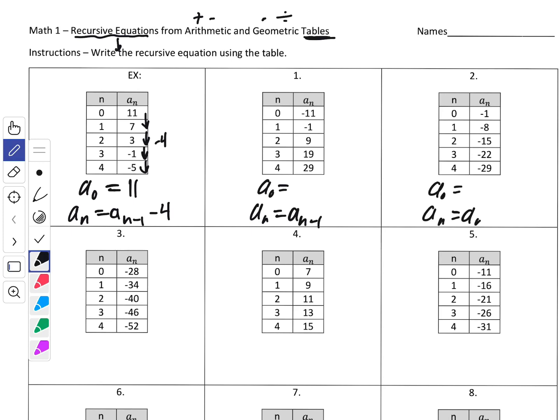Remember, this recursive equation represents connecting outputs, how we connect from one output to the next output. Okay, that's all it's about. So this a sub 0 represents where we begin, where we start, the 0 term. A sub n represents the next term, a sub n minus 1 the previous term, and then we attach the growth to it.